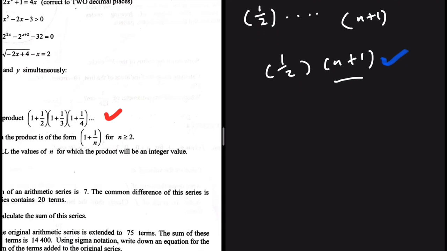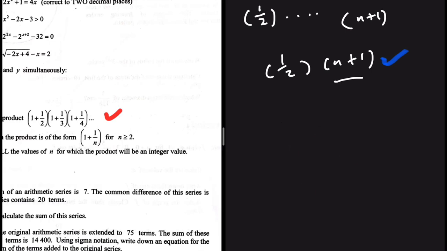Because take a look at this. If n plus 1 is odd, for example 3, we're going to have 3 over 2, and that is not whole. If n plus 1 is 5, we're going to have 5 over 2, and that is not whole. But if n plus 1 is actually even, then we can have 4 over 2, which is 2. We can have 6 over 2, which is 3.